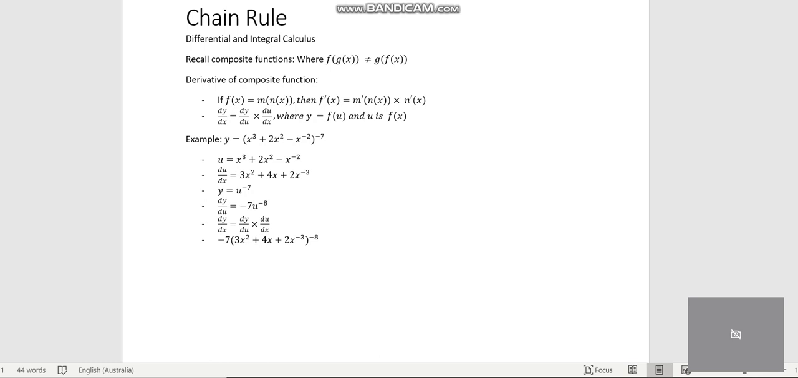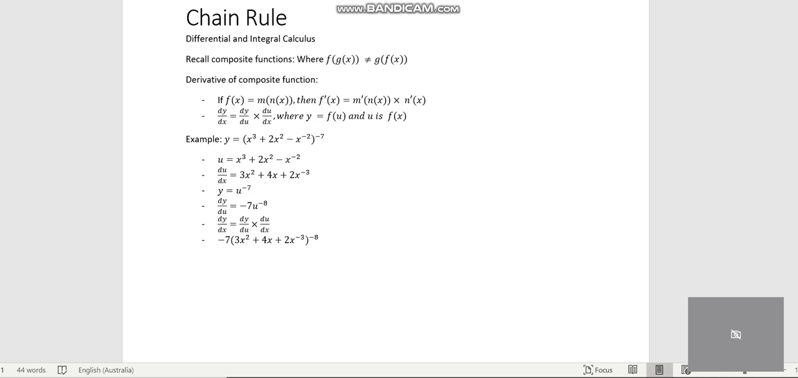This is one of the three rules you learn in differential calculus, because you're deriving functions, looking at the gradient of a function at a particular point. The chain rule helps find the derivative of a composite function.